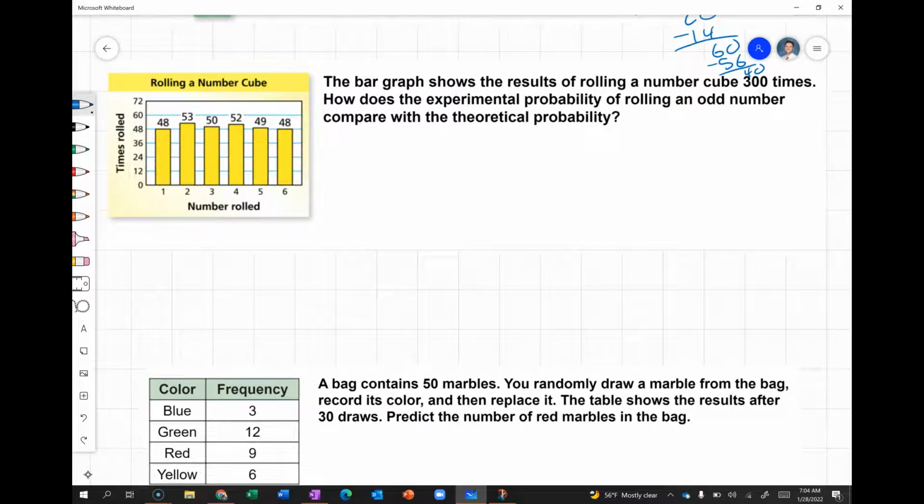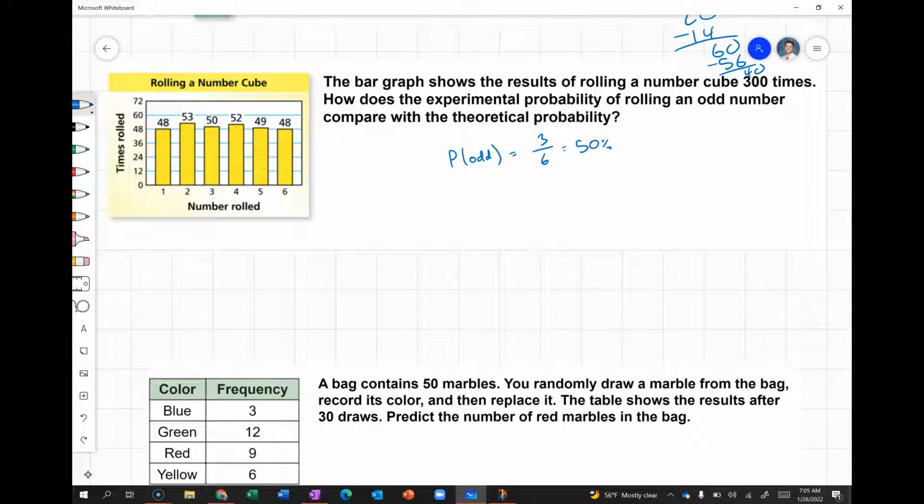Let's look at this next one. The bar graph shows the results of rolling a number cube 300 times. And we want to see how the experimental probability of rolling an odd number compares with the theoretical probability. A number cube is just what they call dice. We know that dice have 6 sides. So the odd numbers would be 1, 3, and 5. The theoretical probability of an odd would simply be 3/6, which is 50%. So it's equally likely to land on an odd number or an even number.